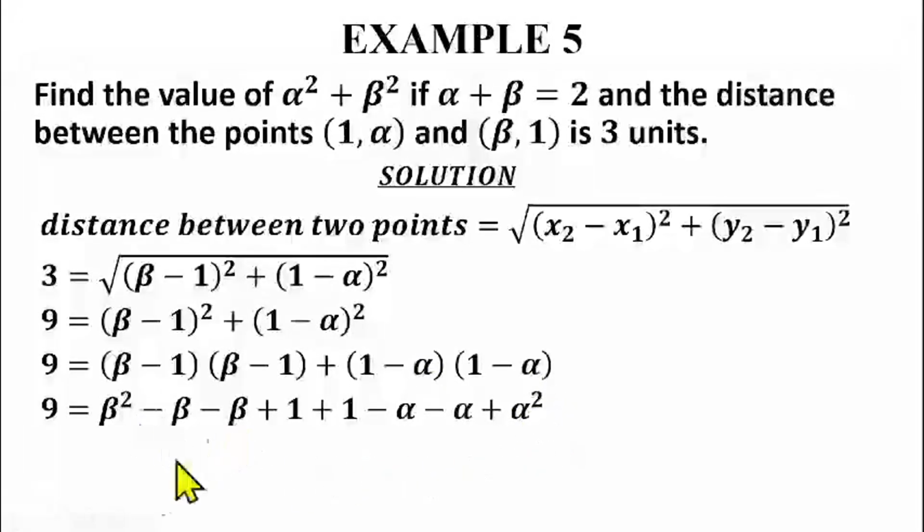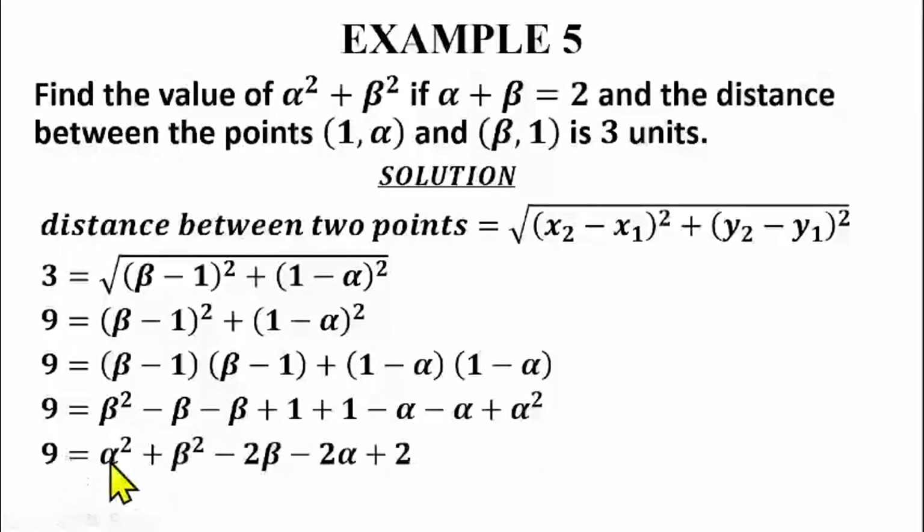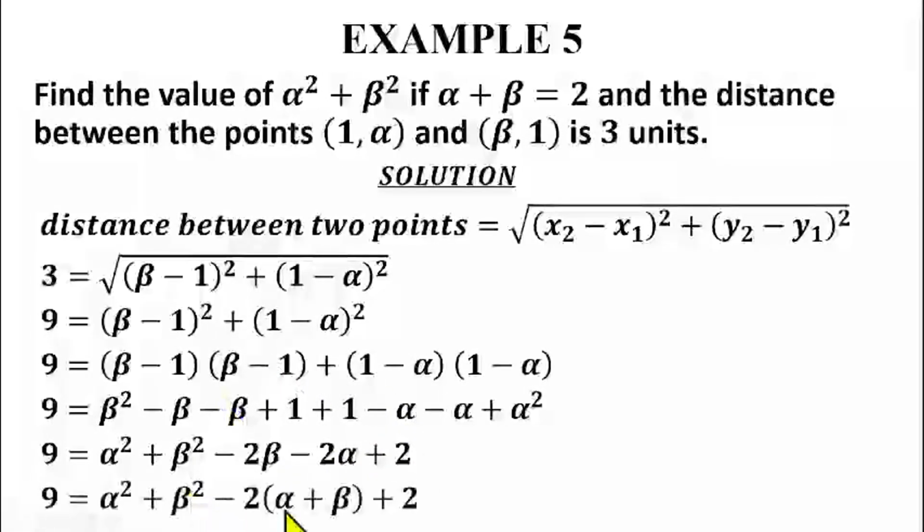From there, we can collect like terms. 9 is equal to, we can bring alpha squared and beta squared together. That gives us alpha squared plus beta squared, minus beta minus beta, that gives us minus 2 beta. Then minus alpha minus alpha, that gives us minus 2 alpha. 1 plus 1 will give us 2. Do we understand that? Good. You can collect like terms here. So if you collect like terms, we have 9 is equal to alpha squared plus beta squared.